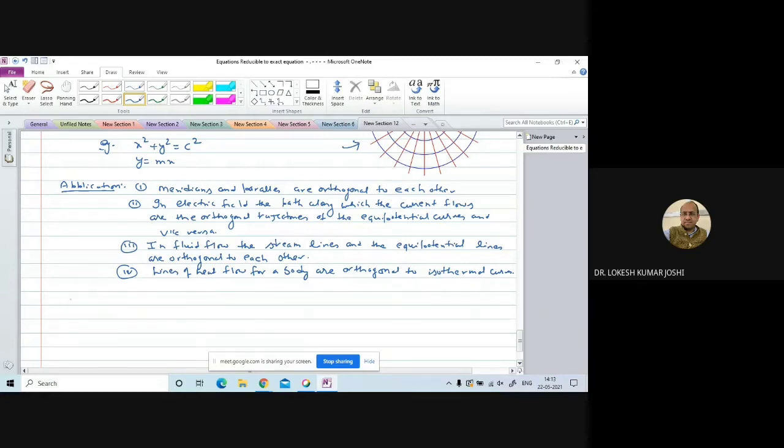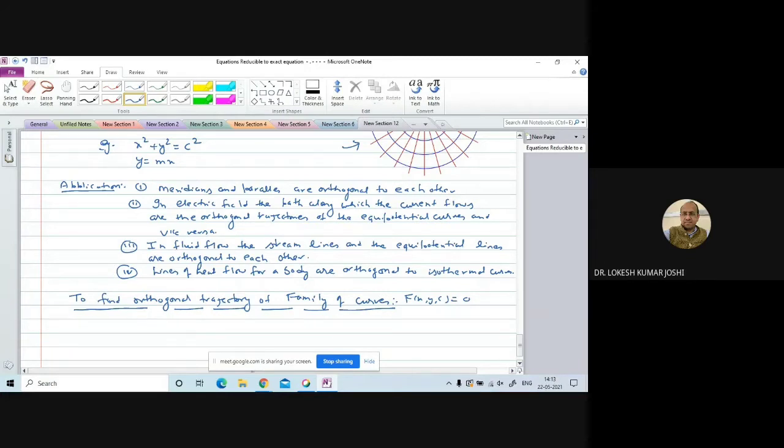Now, to find the orthogonal trajectory of a family of curves, we have to follow a procedure, and it's very simple. I will tell you. Suppose we have the curve f(x, y, c) equals 0. This curve is given, and someone asks me to find the orthogonal trajectory of this curve.